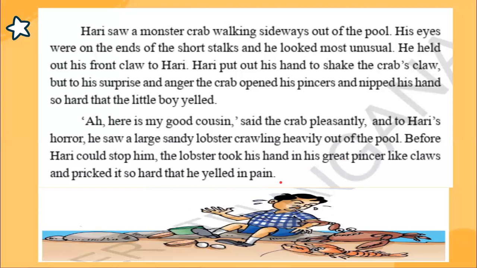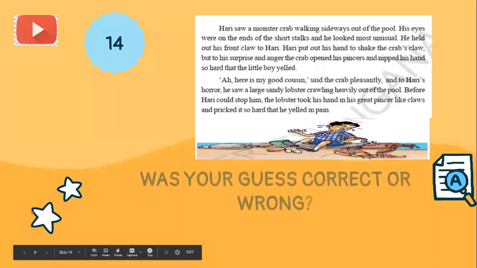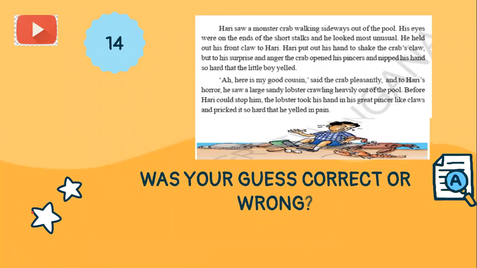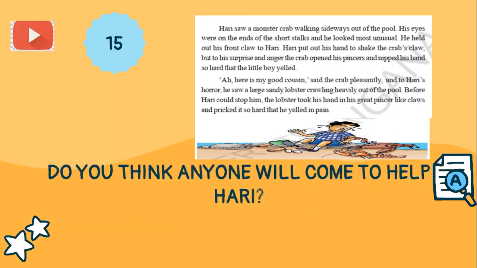Okay, now let us see whether our guess was correct or wrong. Tell me, warriors. Yes, we made a guess that the crab was pricking or pinching Hari. That was correct. And we also guessed that they both came out from the pool, right? Yes. Now the question is, warriors, do you think anyone will come to help Hari? What do you think, warriors?